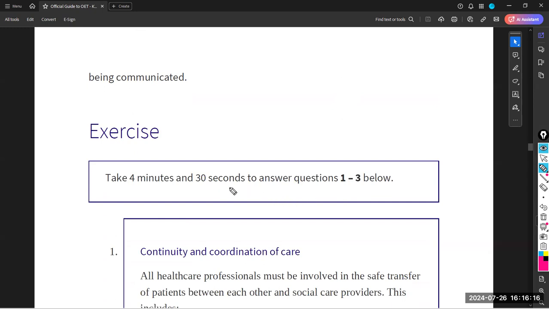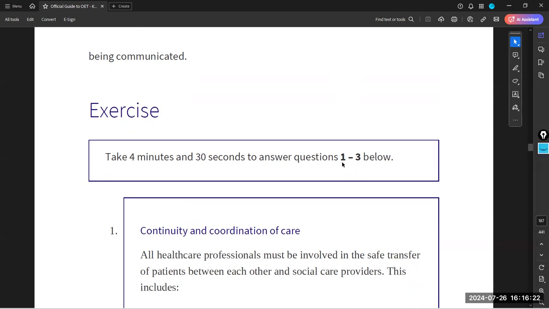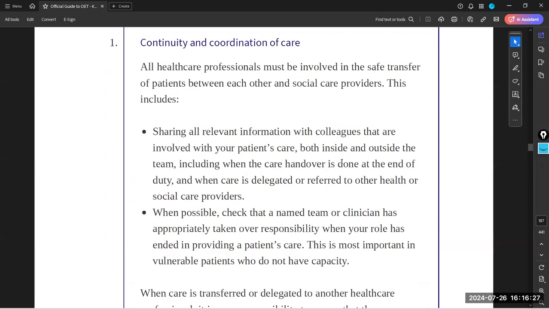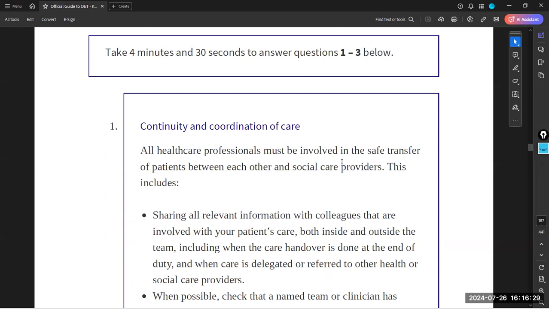Now we have 30 seconds to answer questions 1 to 3 below. So we have 3 passages. These 3 passages are talking about the main idea of them. So we have to check these main ideas.